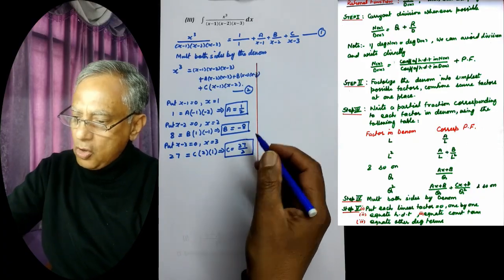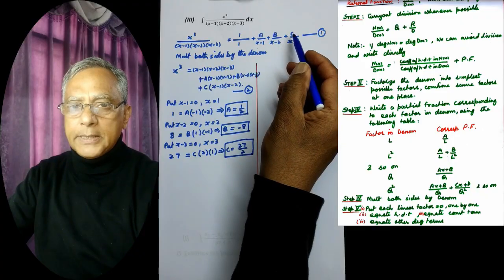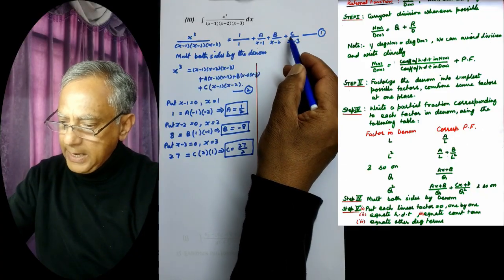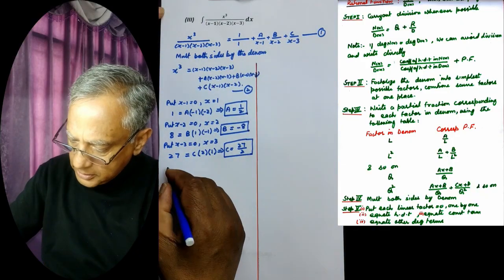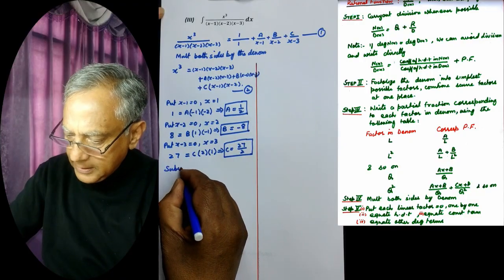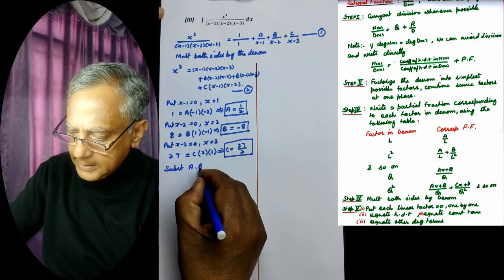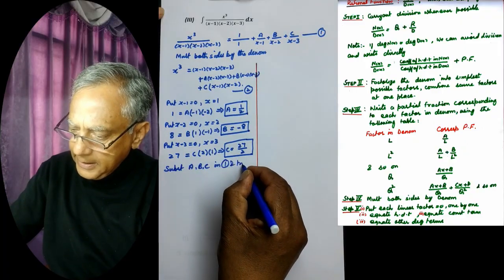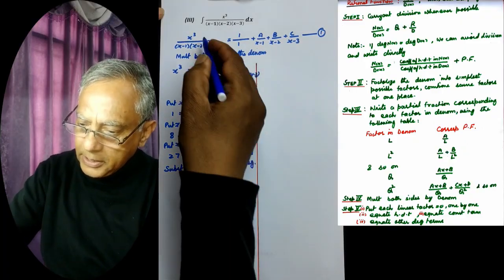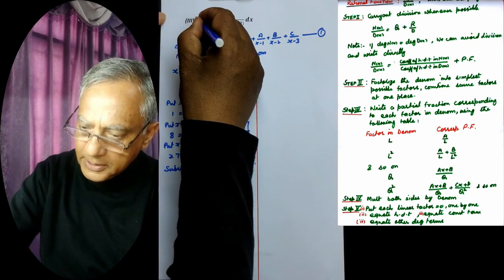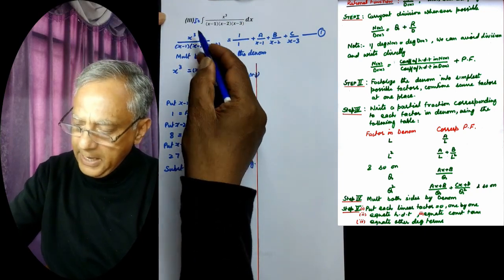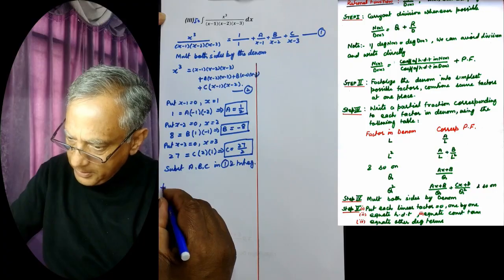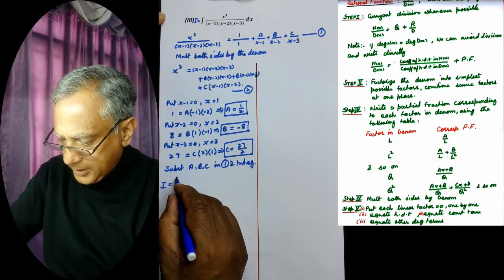So we have found all the three constants. Now we substitute A, B, C in 1 and integrate it. Let this integral be I. So I will be equal to the integral.